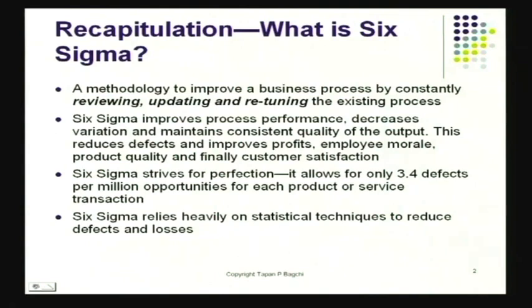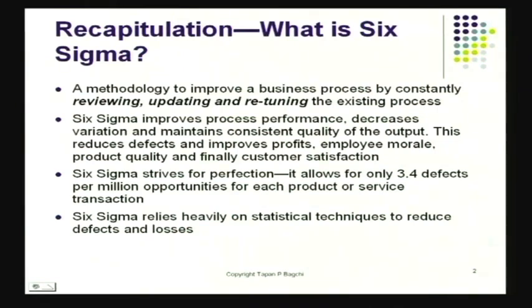What does Six Sigma achieve? First of all, process performance is going to be improved by Six Sigma. It's going to decrease variation. It's also going to help maintain consistent quality of the output. These are some of the accomplishments of Six Sigma when you complete the project successfully. This effort is going to reduce defects and also improve profits in the end because there will be fewer losses. It's going to raise employee morale because they'll be working with a process that has got good quality coming out of the system. So product quality would be impacted, and finally, of course, customer satisfaction is going to go up. These are some of the benefits of Six Sigma.